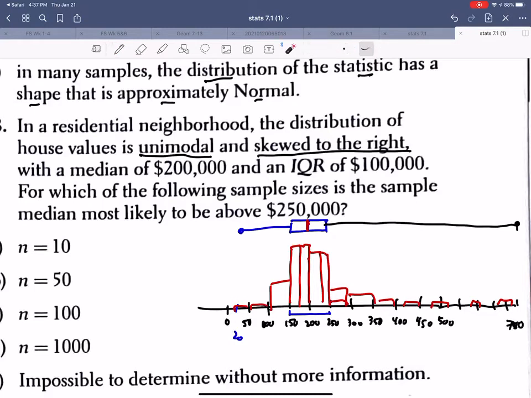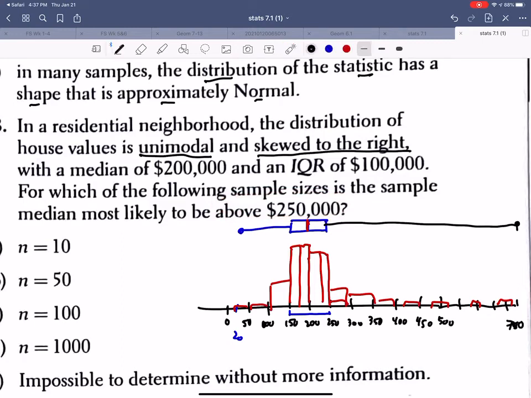Unimodal, meaning it's one peak, so we got that. It's definitely skewed right because there are some more expensive homes that are pulling the mean to the right, which is why it's called skewed right. And it says, for which of the following sample sizes is the sample most likely to be above 250?